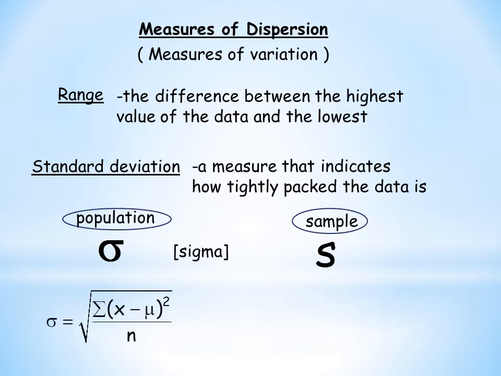The formula is the standard deviation equals the square root of the sum of your x's minus the mean, squared, all over how many things you have. This looks like kind of a complicated formula, but when you actually do it out, you'll see it's really not that complicated. This is your standard deviation of a sample, but again, in this class, we are not going to worry about that one.